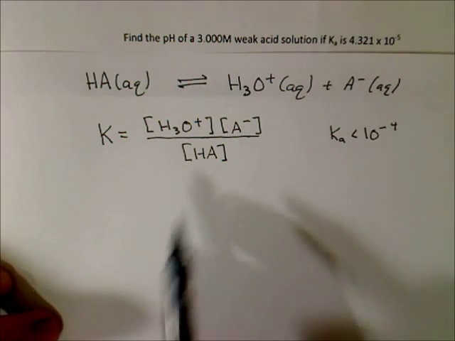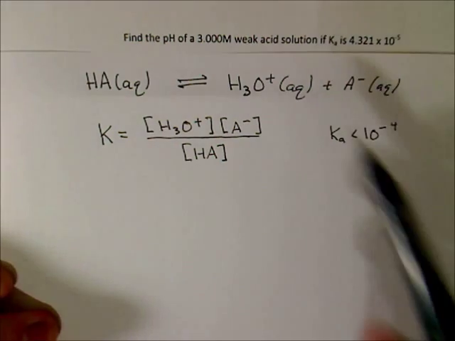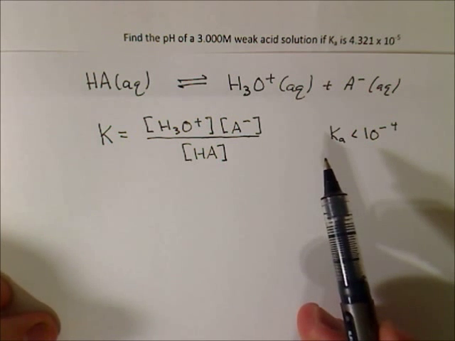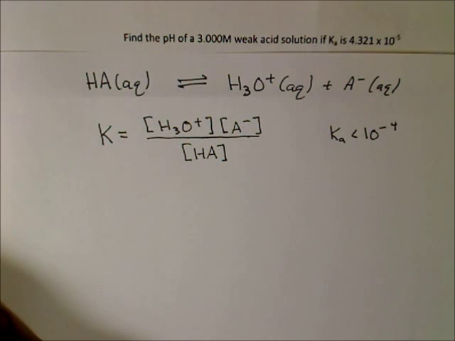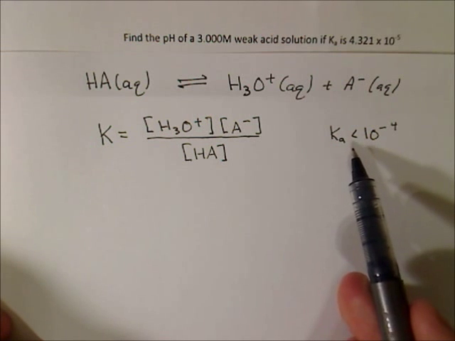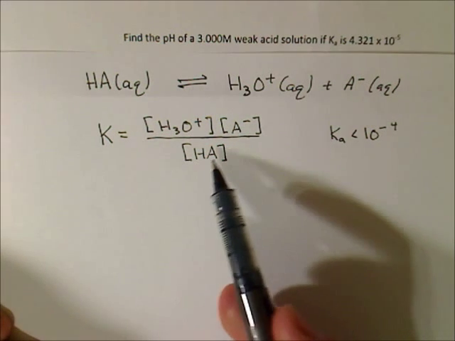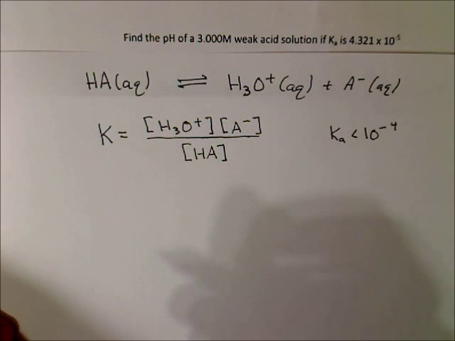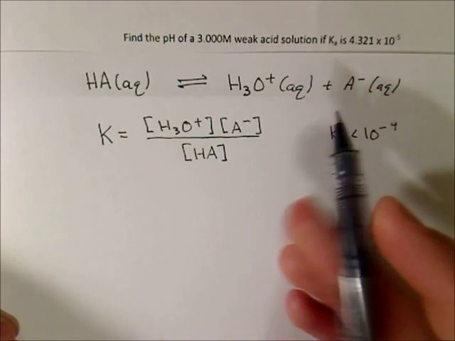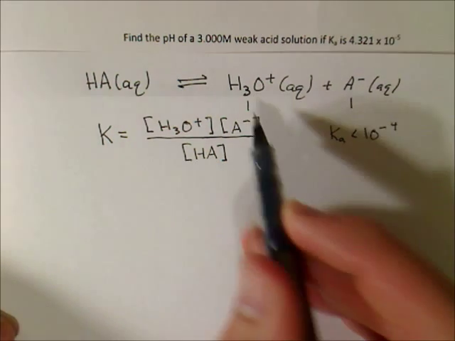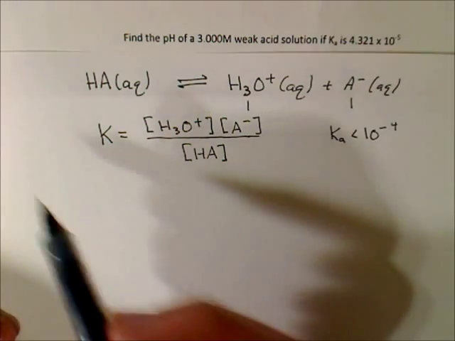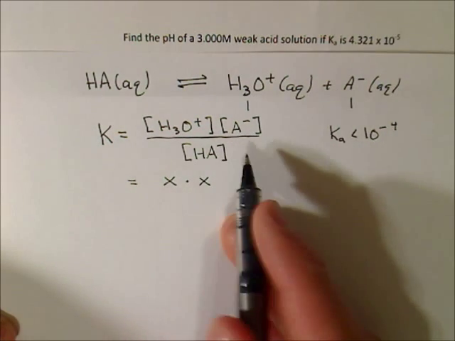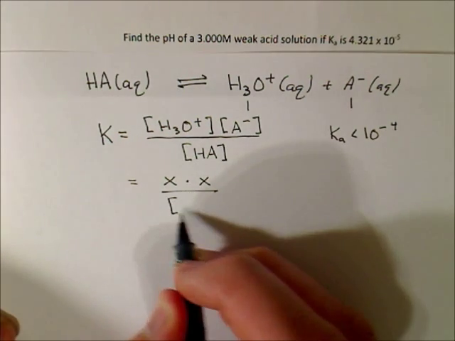So we can use the approximation that HA is just equal to our initial concentration because it doesn't dissociate that much. But in the next couple of videos we'll show you how to do them when Ka is greater than 10 to the negative fourth, and you have to actually find the equilibrium concentration. But for this case, let's not worry about that. As you can see here, there's a 1-to-1 ratio between H3O plus and A minus. So we can just say that those are X times X, since they're exactly the same, over HA.